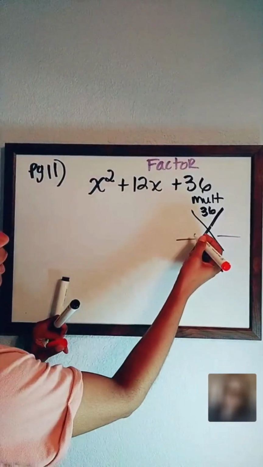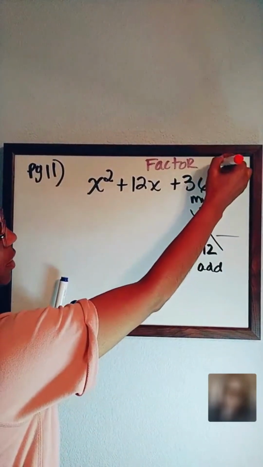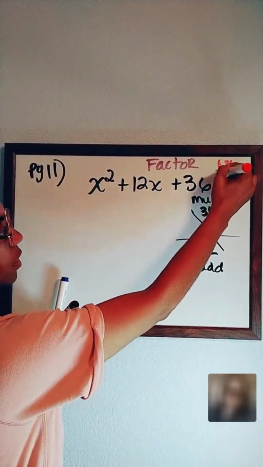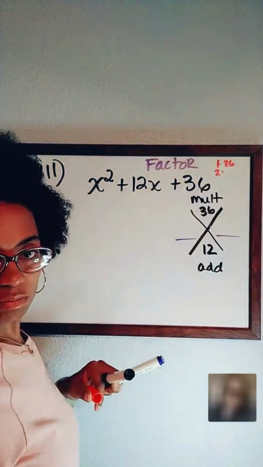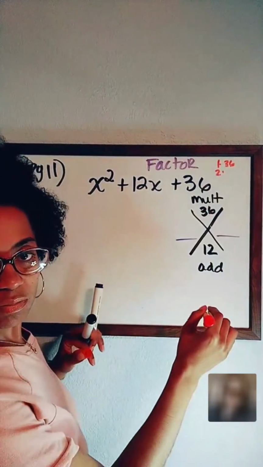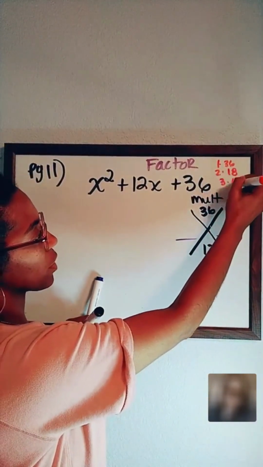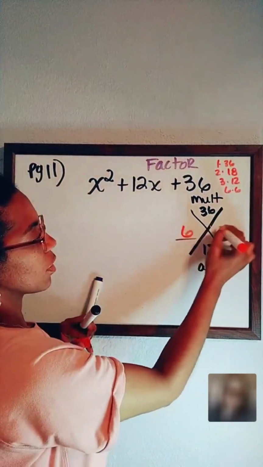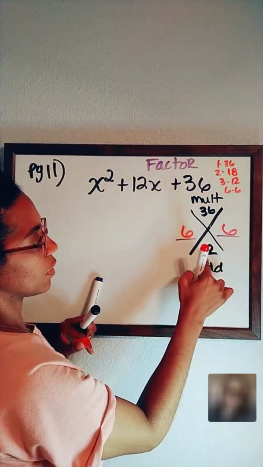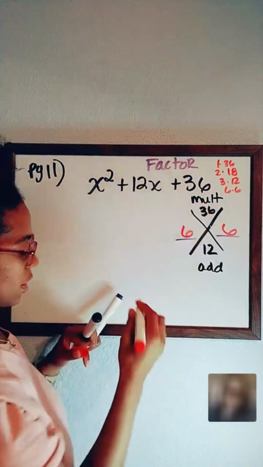So something that multiplies. What multiplies to make 36? 1 times 36. 2 times, I know I don't like this way either. 2 times 18, 3 times 12, 6 times 6. So 6 and 6 add to make 12, and they multiply to get 36.